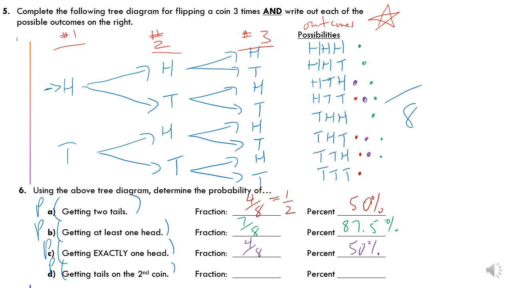And then our last one, getting tails on the second coin. HH, okay, so there's 1, there's another one, there's another one, there's another one. 4 out of 8 again, which is 50%. And don't forget we want those reduced. So that's 1/2, and that's also 1/2. Hopefully that makes sense. Again, can't stress this enough. Make sure you know how to do a tree diagram.